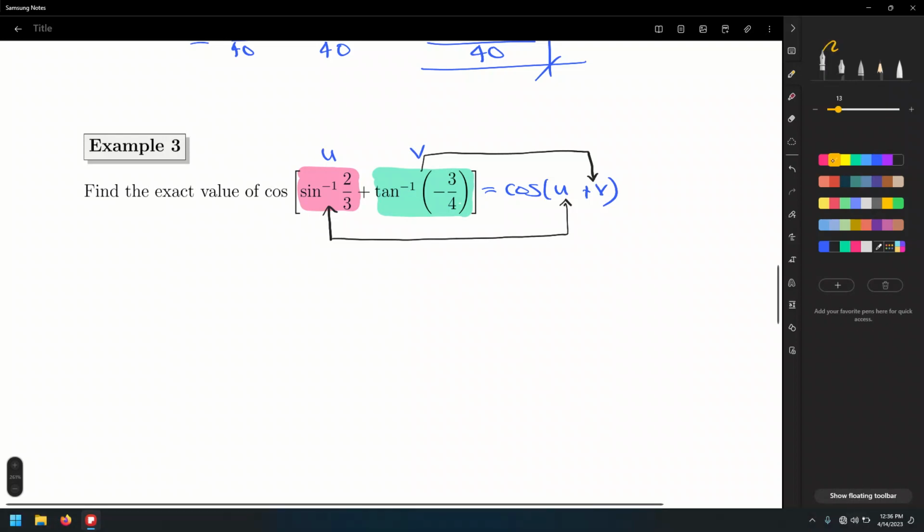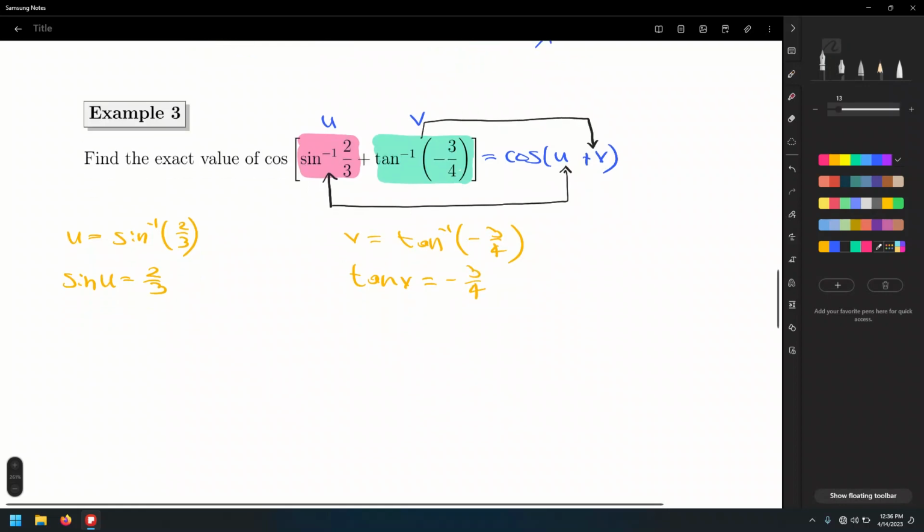This means, on the one hand, that u equals sine inverse of 2/3, and applying the inverse functions properties, that means take the sine on both sides. That's sine of u equals 2/3. On the other hand, I'm going to use tangent inverse of negative 3/4 as our v, and tangent v equals negative 3/4. Okay, so from here we are going to construct another pair of triangles based on the information that we have for these trigonometric functions.